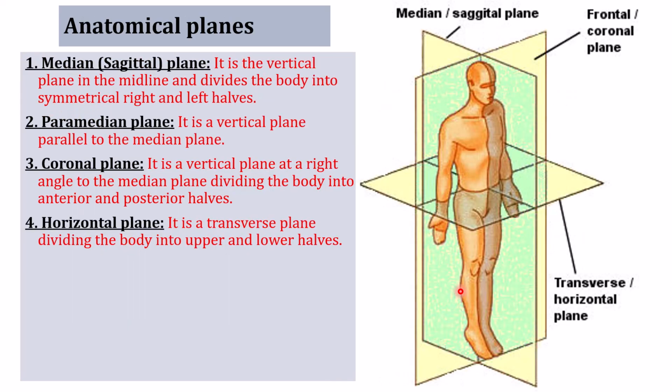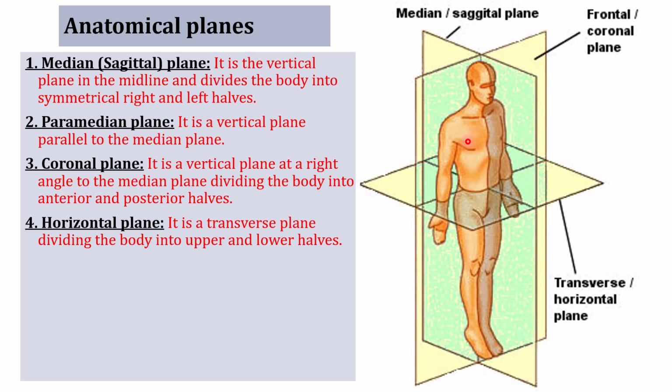Now, what are anatomical planes? Usually, we use 4 anatomical planes in anatomy. Number 1 is the median plane, which is also called the sagittal plane. You can see here in the diagram, this is the median plane. It is a vertical plane in the midline which divides the whole body into 2 symmetrical halves. This is the right half and this is the left half of the body.